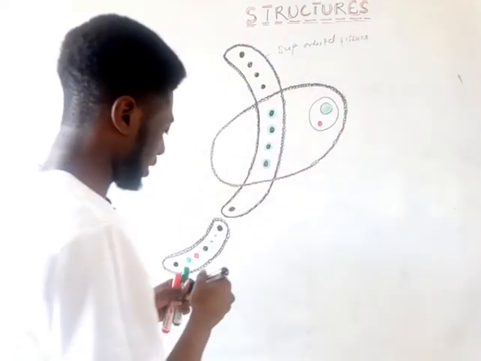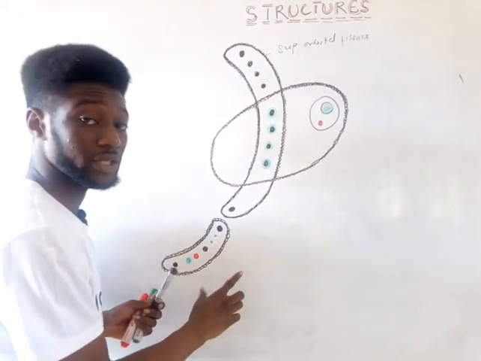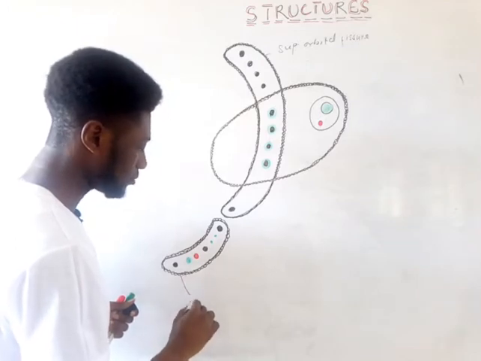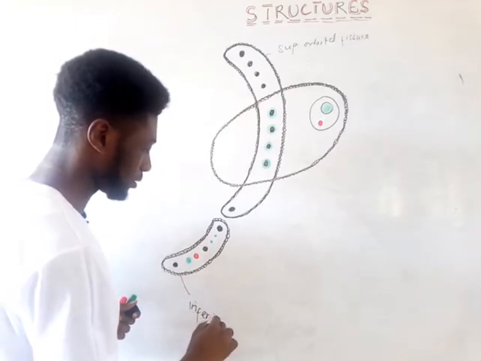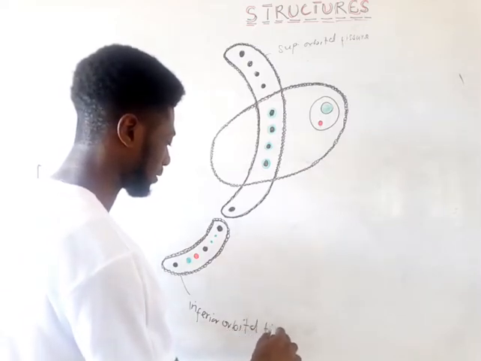Great. And what you are seeing here is the inferior orbital fissure. Are you okay? Good. I will label this one as the inferior orbital fissure.